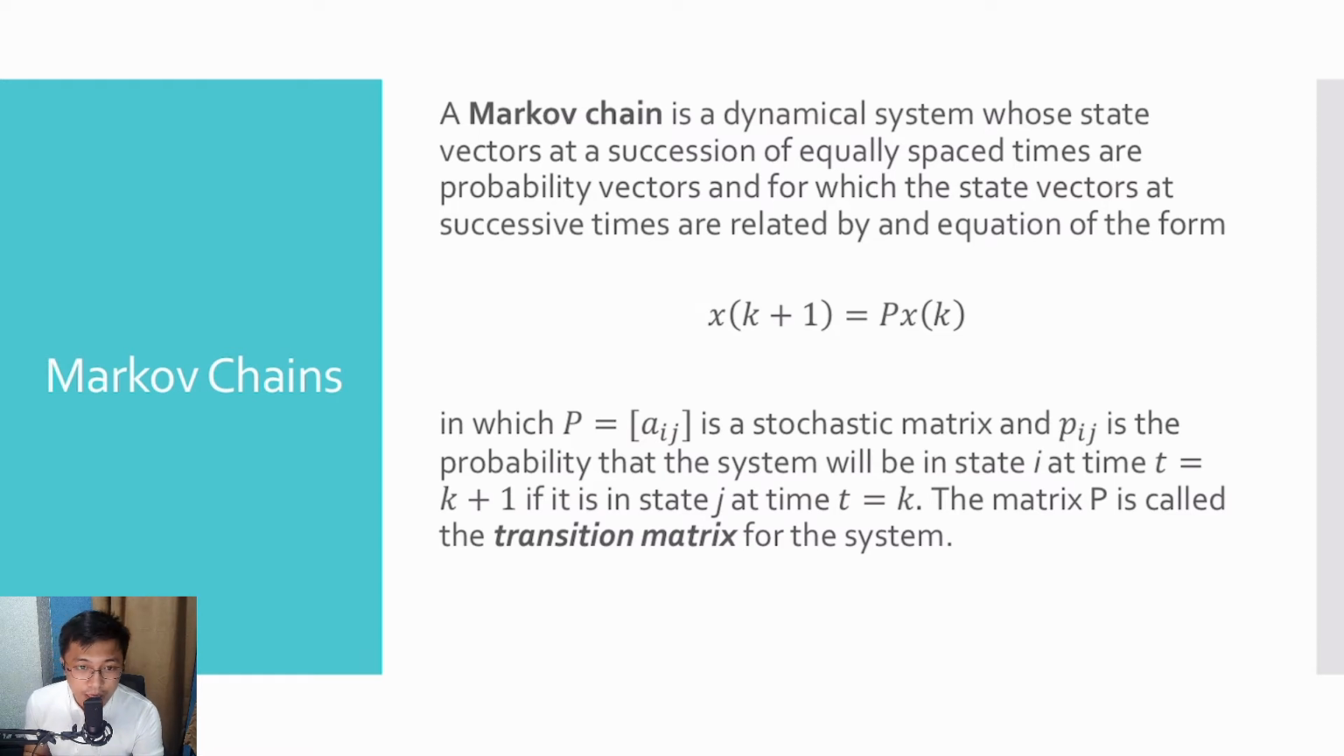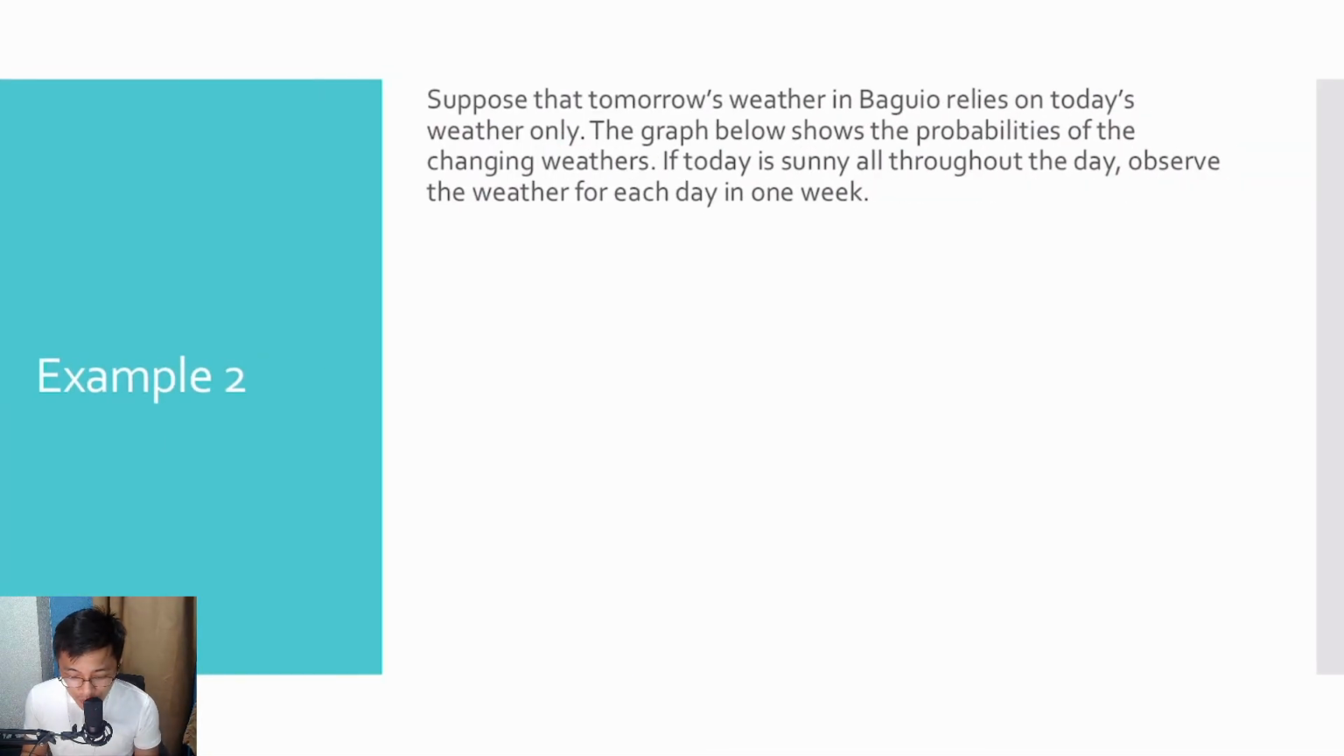Okay, so let's proceed. Let's illustrate the Markov chain through an example. Suppose that tomorrow's weather in Baguio relies on today's weather only. So tomorrow's weather will be only affected by today's weather, not the previous day's weather. The graph below shows the probabilities of the changing weathers. If today is sunny all throughout the day, observe the weather for each day in 1 week. So I will first show you the diagram, so I'll just draw it for you.